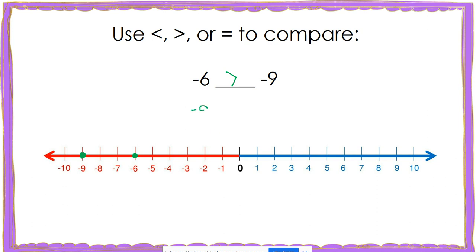I could also compare negative 9 to negative 6 by saying that if I look at negative 9 in comparison to negative 6, negative 6 is located to the right, which means that negative 9 is located to the left. Since negative 9 is located to the left of negative 6, I know that negative 9 is less than negative 6.